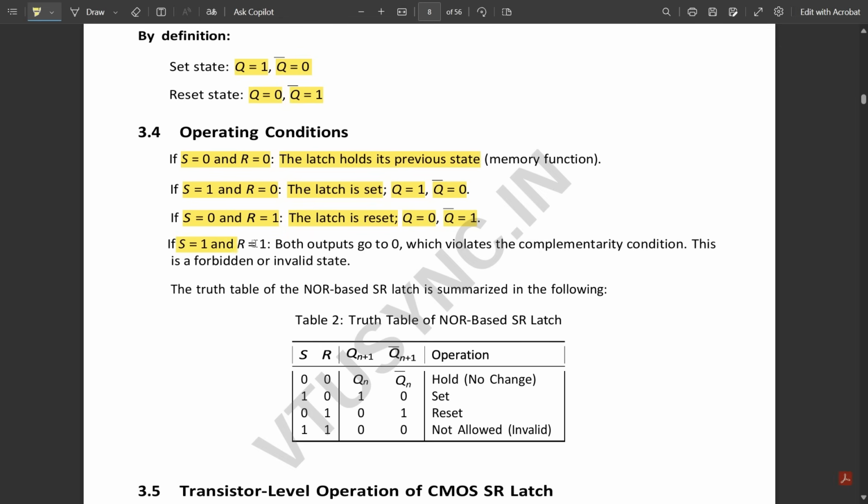But if both the inputs are 1, that is if S and R are 1, both outputs go to 0, which violates the complementarity condition. This is a forbidden or invalid state. So this is invalid. Why? Because if both the inputs are 1, the corresponding outputs would be in the 0 0 state.